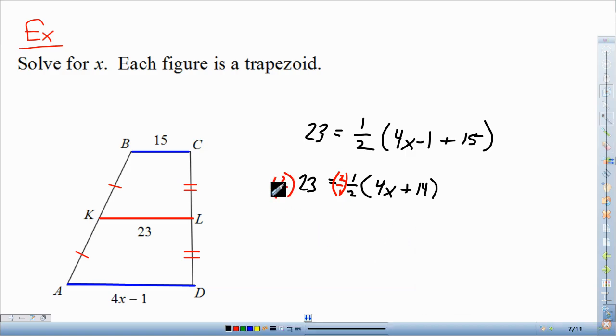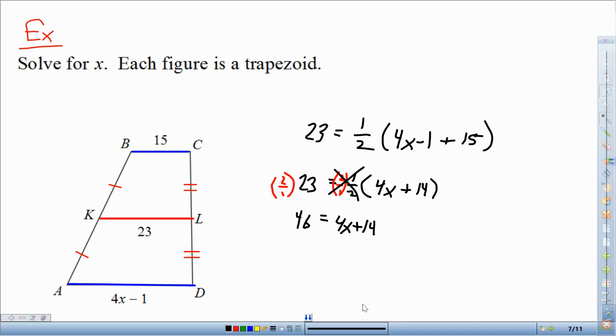Okay, so over on the left here, 2 times 23 is going to give me 46. Over here, this all just turns into an invisible 1. It disappears. They basically cancel out. If you want to cross them out, you can. And I'm left with a 4x plus 14.